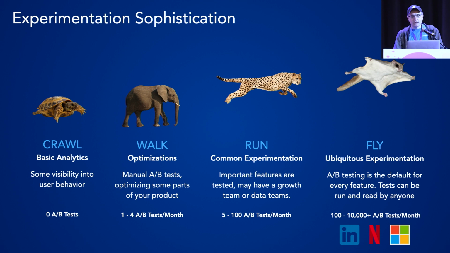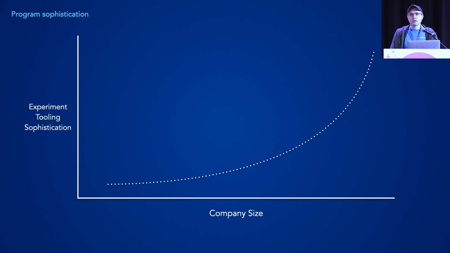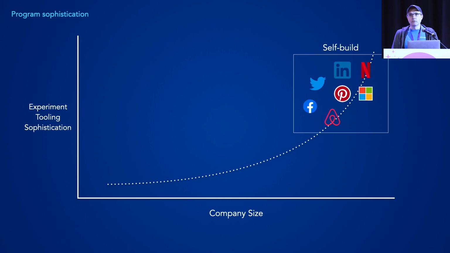And so you might imagine that the tools that you build to be able to run 10,000 tests are quite different than an off-the-shelf tool. And so what you tend to get is this sort of curve like this where this really sophisticated experimentation tooling requires a large company to build it. And then you get all these companies up here on this end, and all of them self-build.